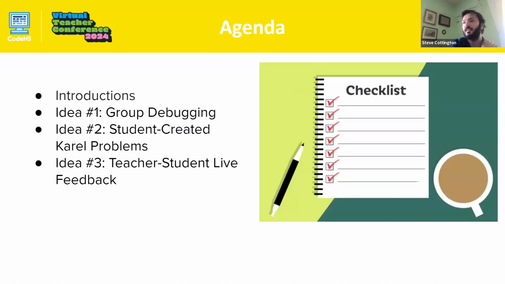There are 3 big ideas, and maybe you've worked with some of them before. The first one is a group debugging activity you can do. It's the sandbox files, where you can turn collaboration on and use that in class. Number 2, which is one of my favorite things that we did this year and the kids had a ton of fun with, is having students create and then solve each other's Karel problems. So we'll learn how to make that happen. And number 3 is teacher-student live feedback, and a better way to progress monitor and work with our students on their code. So those are the 3 sections.